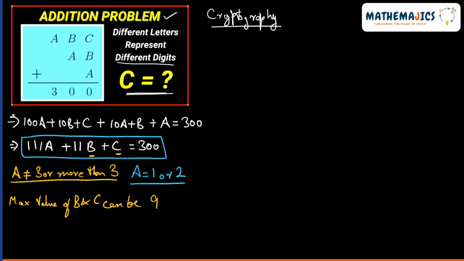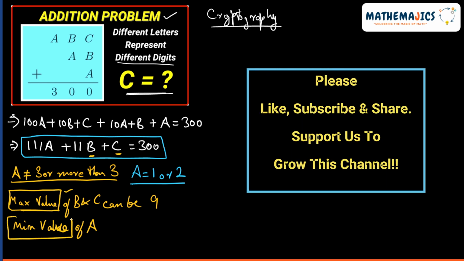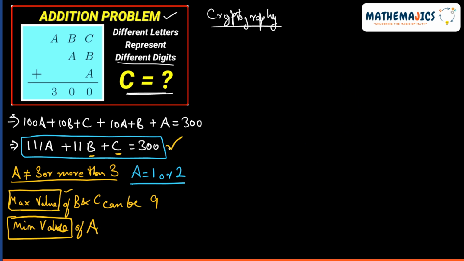Now, what will happen if I take the value of B and C as maximum? I will get the minimum value of A. Yes, if I take the maximum value of B and C, I will get the minimum value of A. Now, let's substitute the maximum value of B and C in this equation.